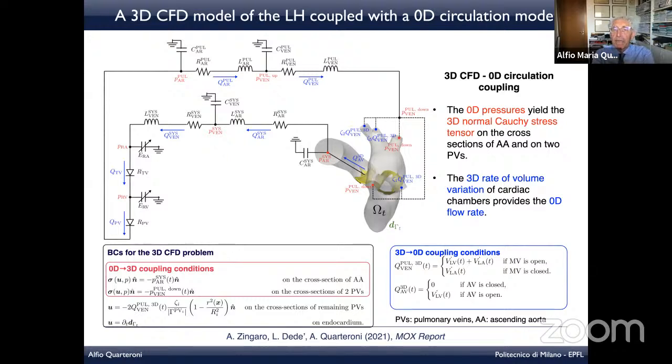Zero-dimensional models are models that are based on the analogy with electrical circuits. We call them 0D because the variables only depend on time and not on space any longer. So there is no space dimension. We only compute average quantities. So you have to build up an electrical circuit, or a series of electrical circuits, that are capable of reproducing the complete circulation outside the heart, and then connect it with the three-dimensional model for the heart. And of course, a very critical issue here is how you connect 0D models with three-dimensional models without losing too much physical information.